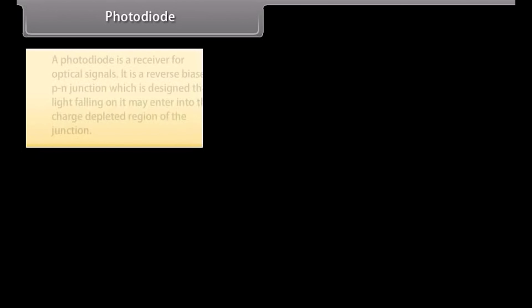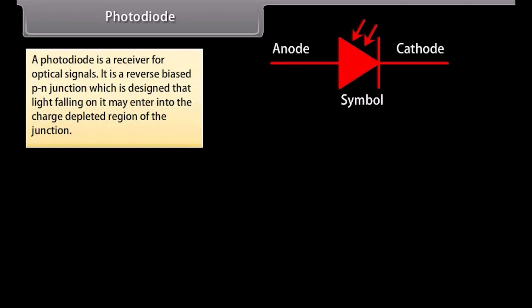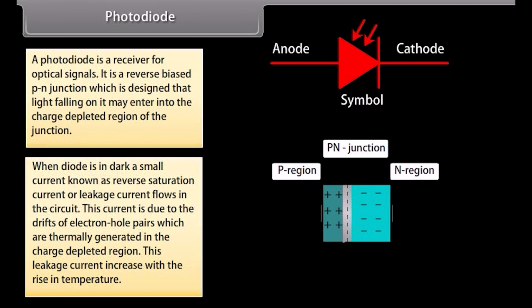Photodiode. A photodiode is a receiver for optical signals. It is a reverse-biased pn-junction designed so that light falling on it may enter the charge-depleted region of the junction. When the diode is in the dark, a small current known as reverse saturation current or leakage current flows in the circuit. This current is due to the drift of electron-hole pairs which are thermally generated in the charge-depleted region.